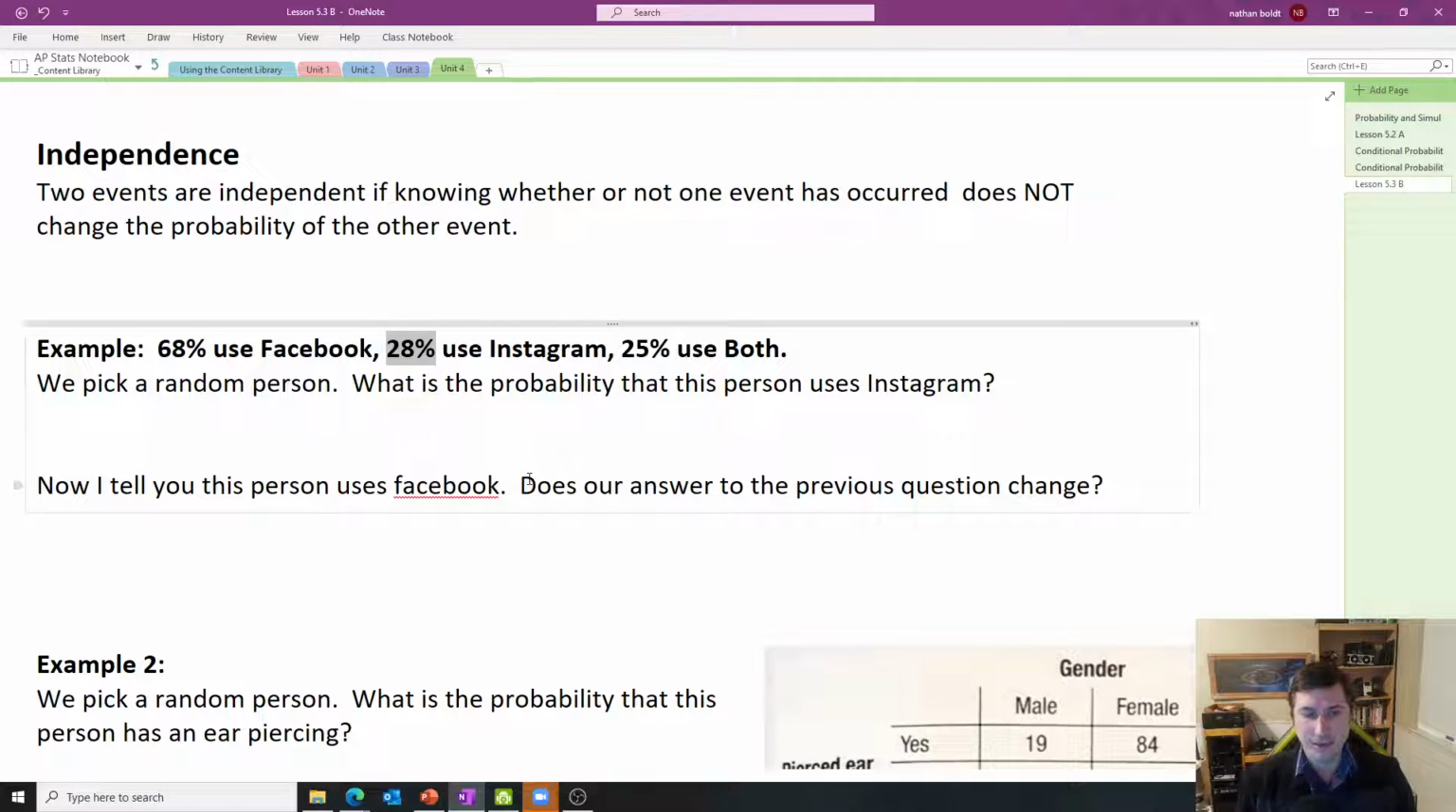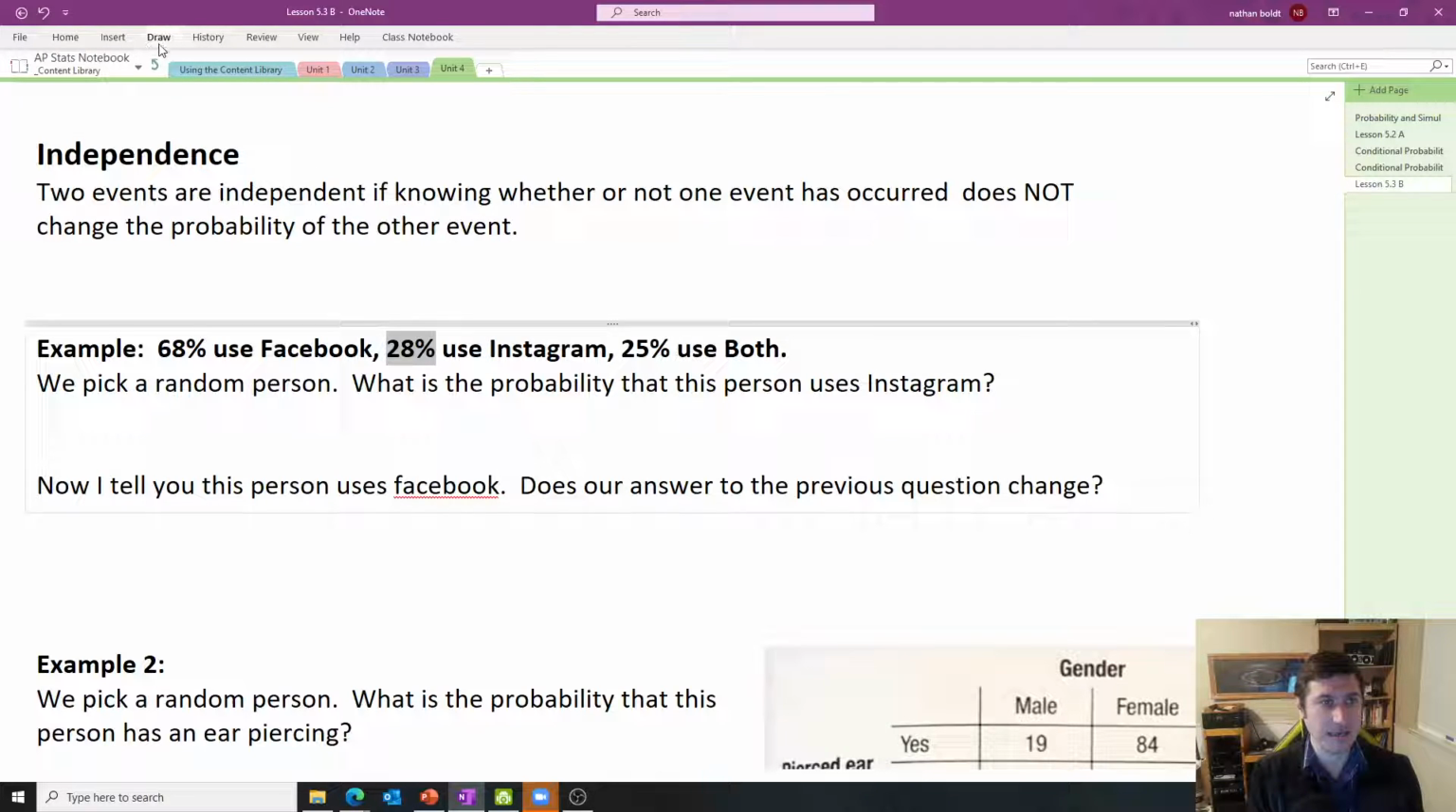Next, now I tell you that this person uses Facebook. Does your opinion or idea of the probability in the first one change? Now that you know this person uses Facebook, do you believe there's a higher or lower or the same chance that they use Instagram now? If you think the chance is the same, like, no, they could use Instagram, they might not, I think the probability is the same, then the two events are independent. But if you think that knowing that they use Facebook now either increases or decreases their chance of using Instagram, then the two events are not independent.